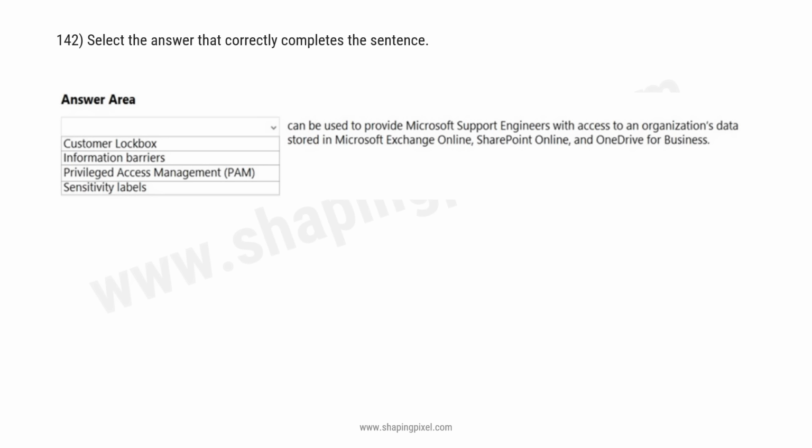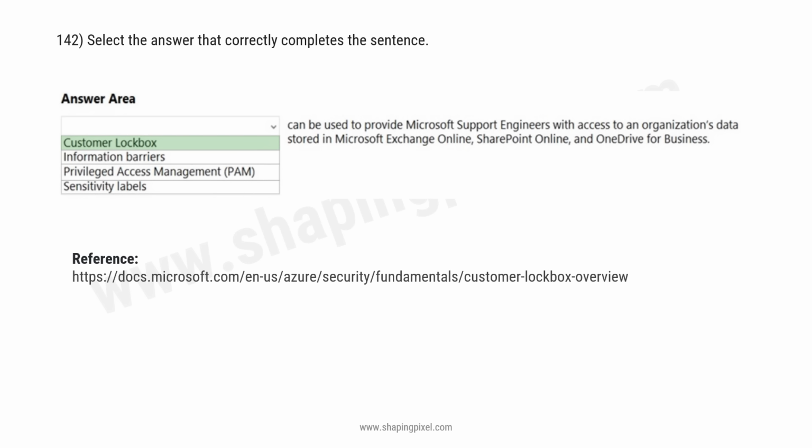Select the answers that correctly complete the sentence. So we have the following four options. Can be used to provide Microsoft support engineers with access to an organization's data stored in Microsoft Exchange Online, SharePoint Online, and OneDrive for Business. So the right option here is customer lockbox.